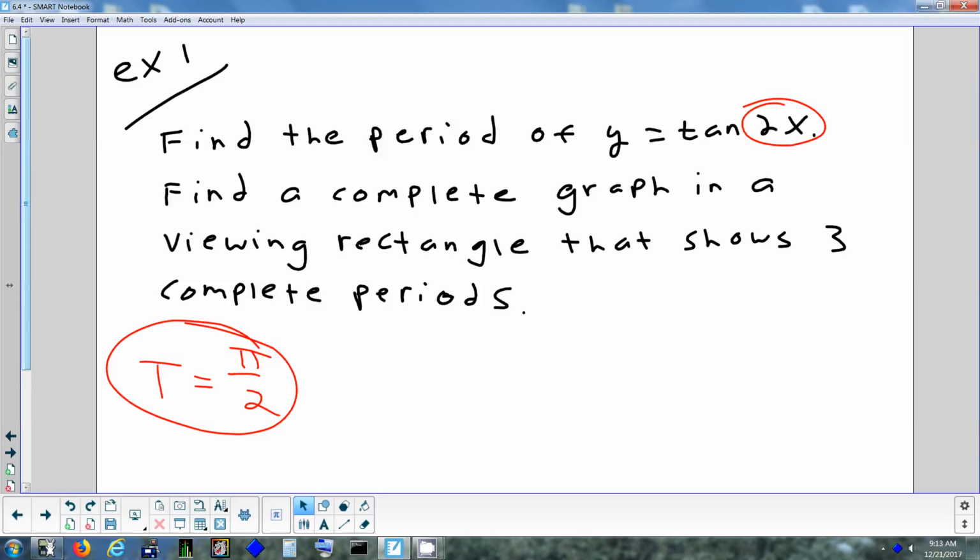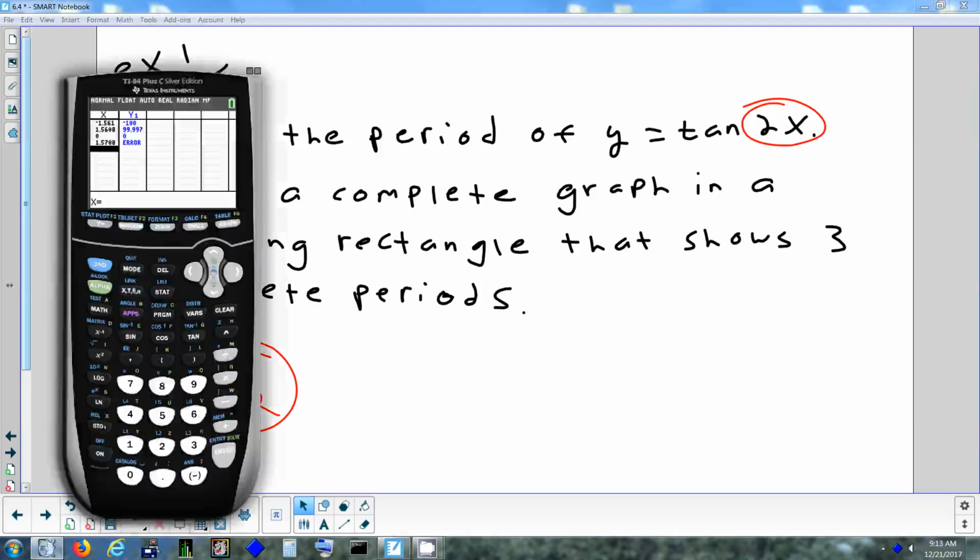Right? Like if I said to you, I want you to put a window on the screen that's 3 units wide, you could do 0 to 3. You could do 10 to 13. You could do -2 to 1. All of those are 3 units wide. Same idea here. Depending on how you do it, you might cut a period off in the middle. Okay? If we can show complete periods, that's always nice.